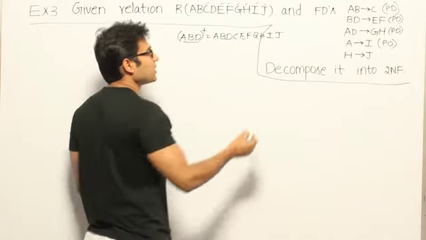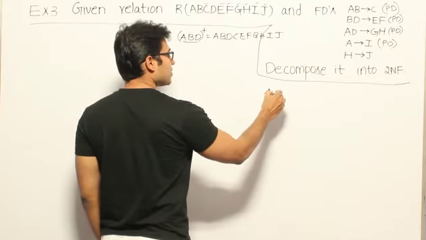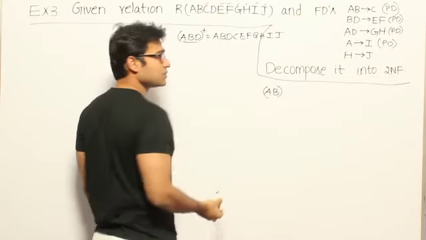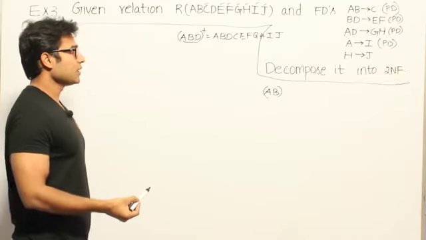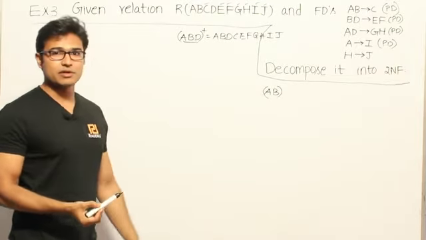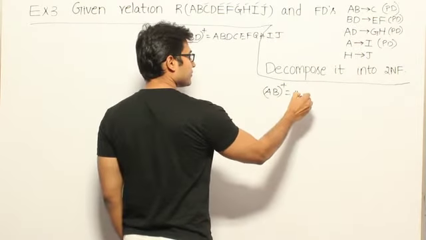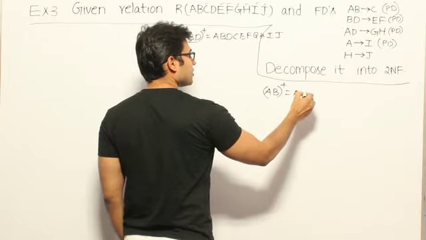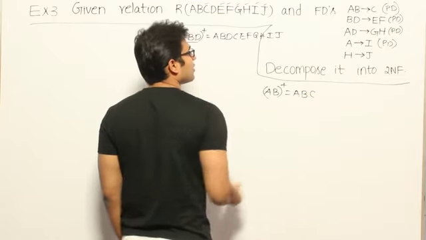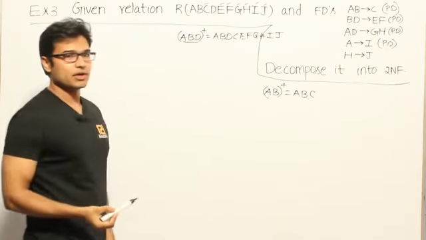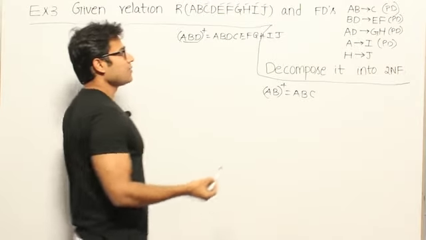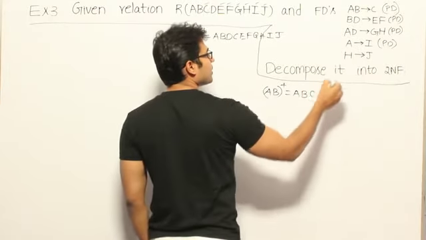Now what about AB plus? Why am I finding out AB plus? Because this is a partial dependency and I want to decompose the table, right? So with AB I want to take away all the attributes that are determined by it. Now if I find out AB plus, I am going to get AB, and because of AB I am going to get C. That's it, I guess. Okay, only ABC, and because of A here I'll get I as well.